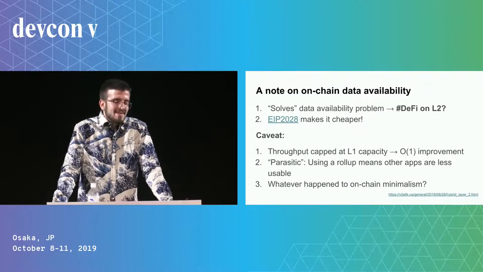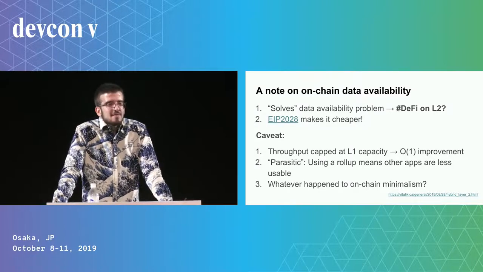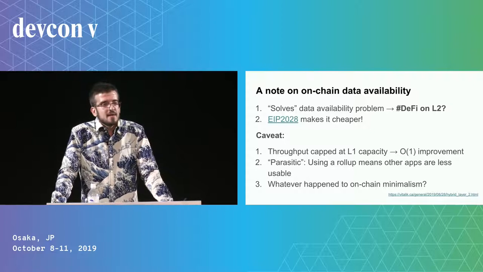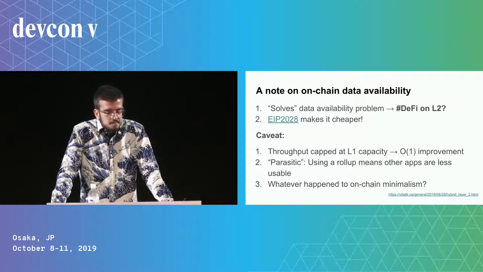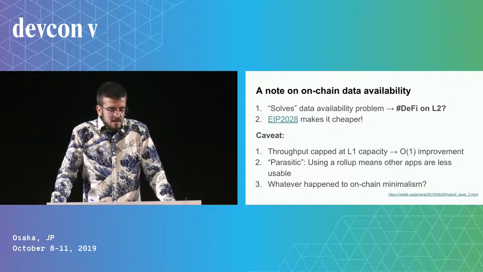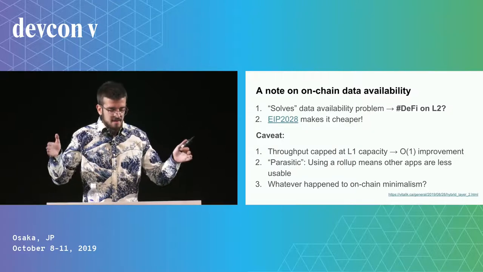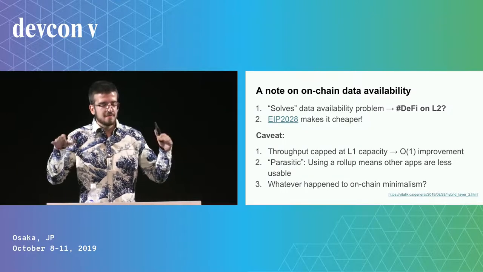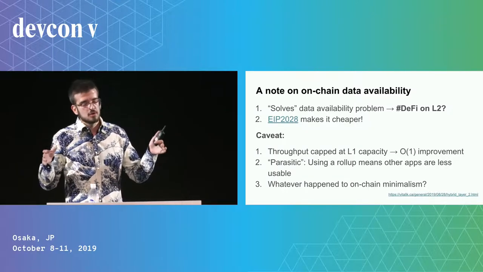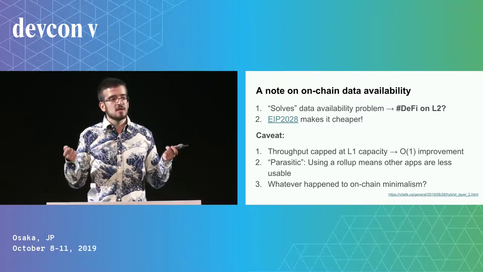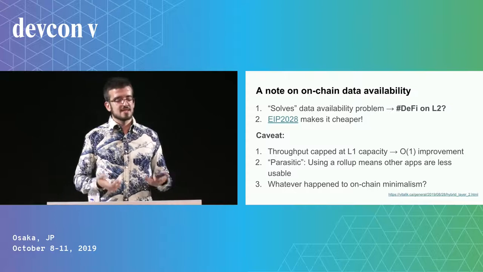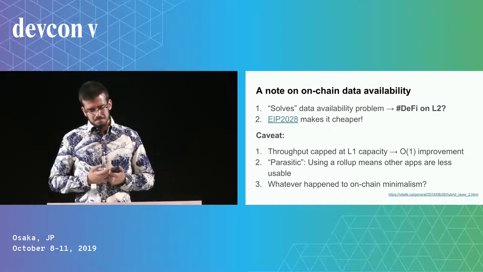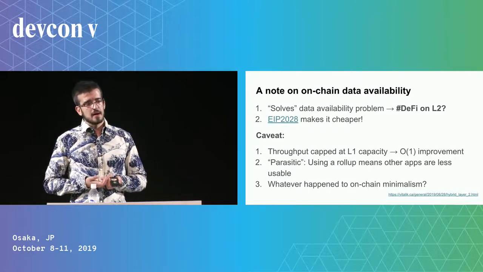Solving the data availability problem will give us the ability to do DeFi and all the other use cases that we're trying to figure out for this industry on the layer two, cheap and fast. But on-chain data availability reduces your scalability benefits. You cannot have infinite throughput like with the other layer twos, because again, you're bounded by the layer one's capacity. So it's really a constant size improvement, and also, it's parasitic, in my view.